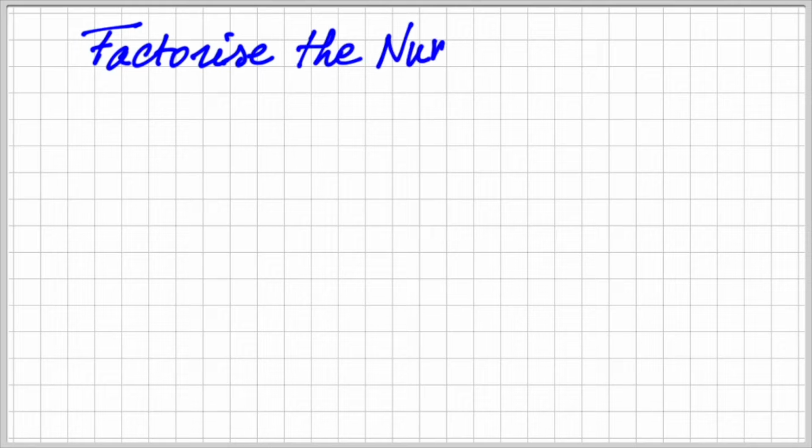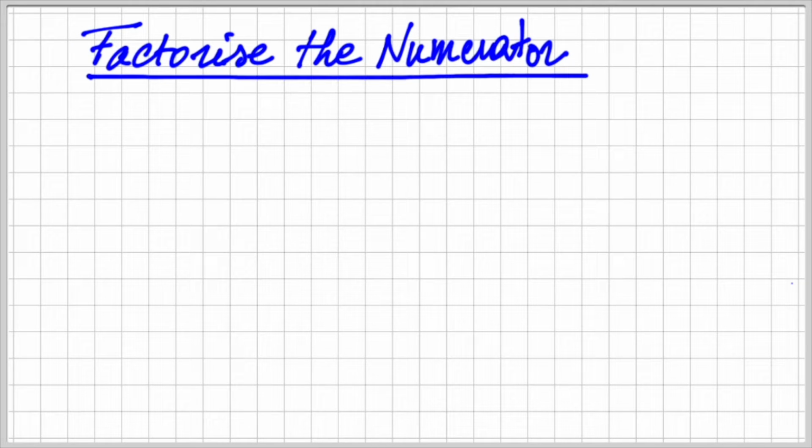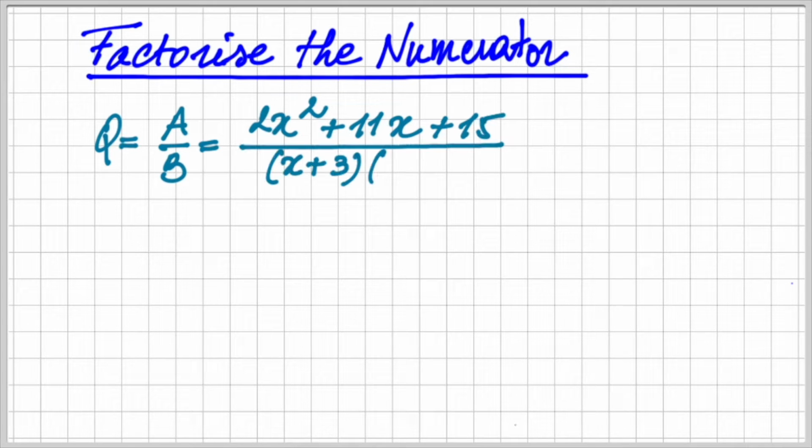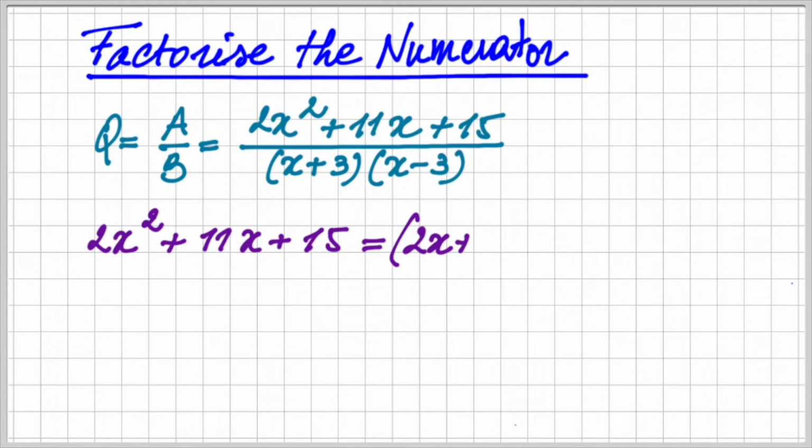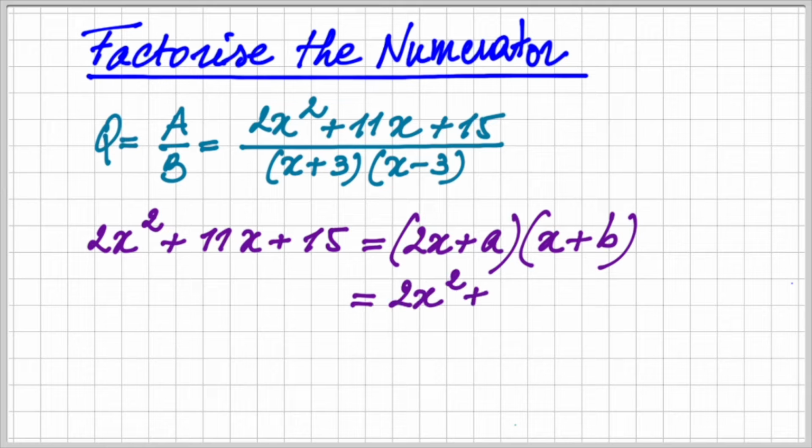Now when we look at the next step, we have to factorize the numerator. We already factorized the denominator, but now we have to look at what we do with the numerator. We still have our expression: 2x squared plus 11x plus 15 divided by x plus 3 times x minus 3. And now we see that we can write 2x squared plus 11x plus 15 as a product of 2x plus a multiplied with x plus b.